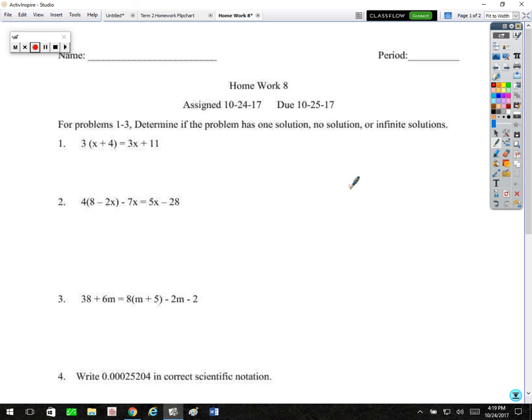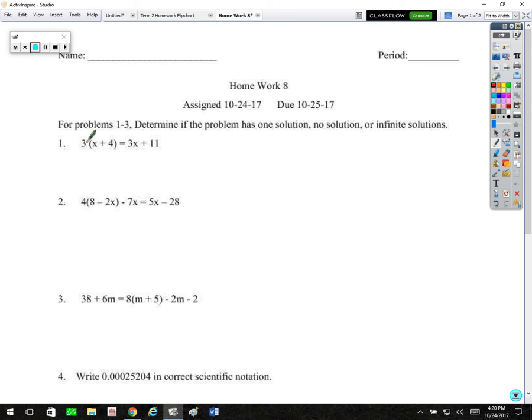Let's look at how we set up this problem. Remember, my first steps are: use the distributive property to clear parentheses, combine your like terms on the same side of the equation, then move your variables to one side and your numbers to the other, and then finally divide by the number in front of the variable. That will help you solve the equation. Let's do the first one together. After this, you can work them on your own.